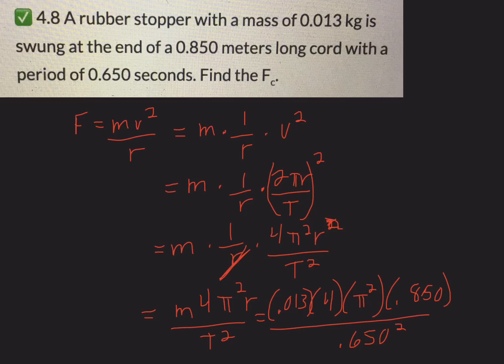Let's see. Sorry, I messed up. Squared times 0.850 divided by 0.650 squared equals, and we get a centripetal force of basically 1 Newton. 1.03 to be exact, with 3 sig figs. But basically 1 Newton of centripetal force is what it takes to spin that around at that speed.